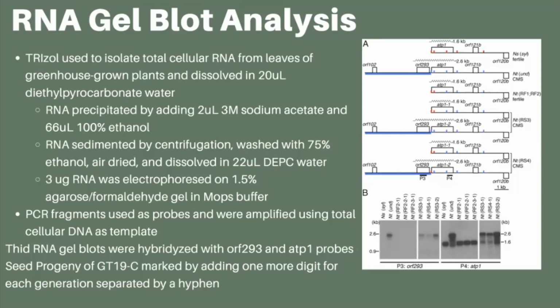And the RNA gel blots were hybridized with ORF293 and ATP1 probes. Seed progeny of CT19C were marked by adding 1 more digit for each generation separated by a hyphen, which you can see here on the figure on the right.